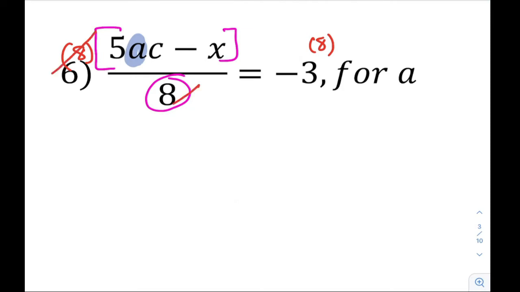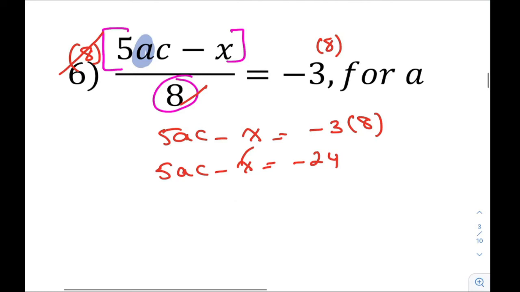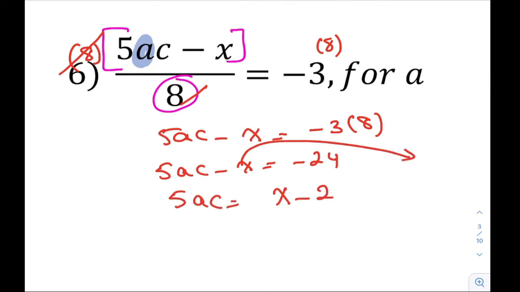So the 8 cancels the 8, and we have negative 3 times 8. 5AC minus X is negative 24. Now I'm free to move anything because I have gotten rid of the denominator. This goes there, so 5AC is X minus 24.